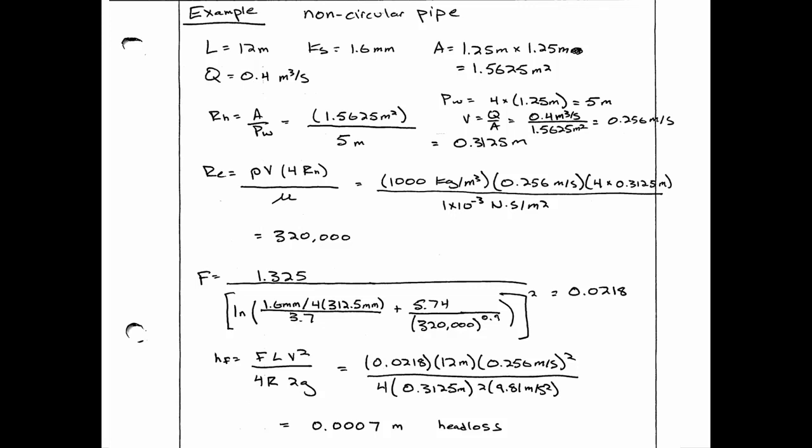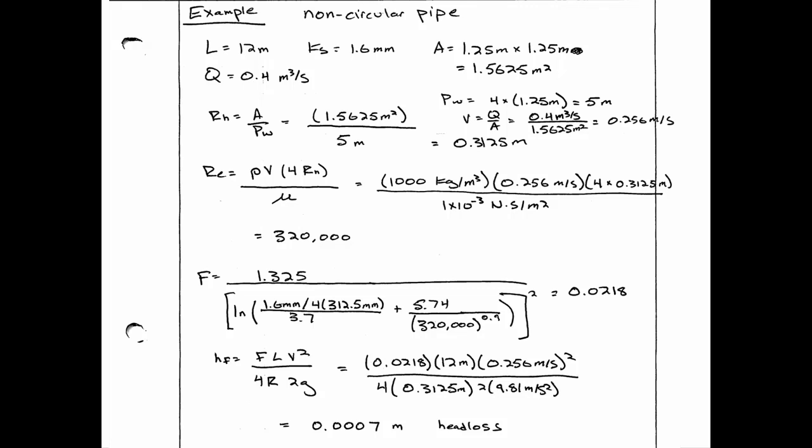And then finally we substitute that into the Darcy-Weisbach equation and get only 0.0007 meters of head loss due to pipe friction. That's not a very exciting result. I should have changed the numbers around so there's more head loss or something.